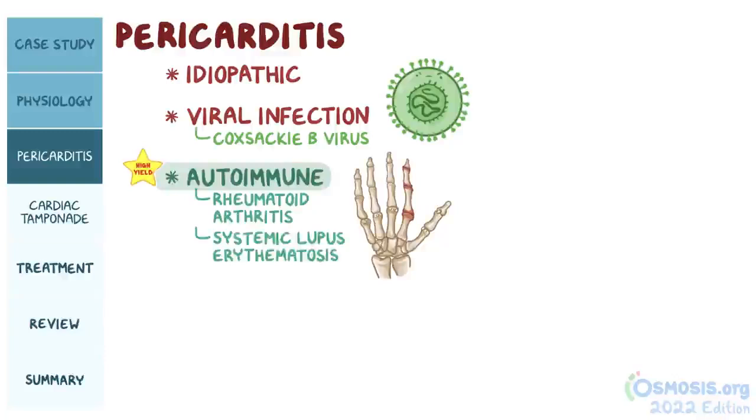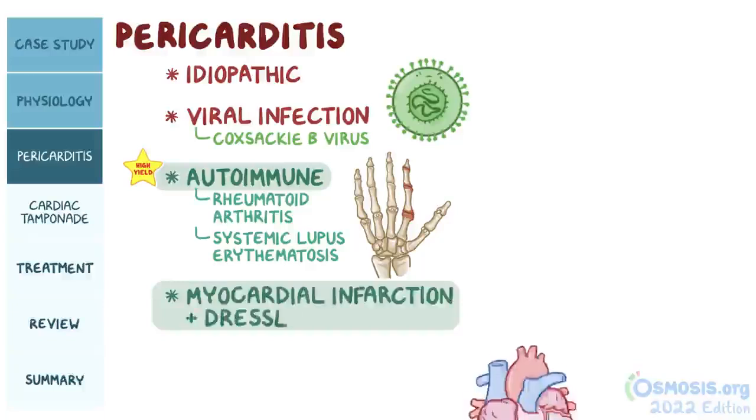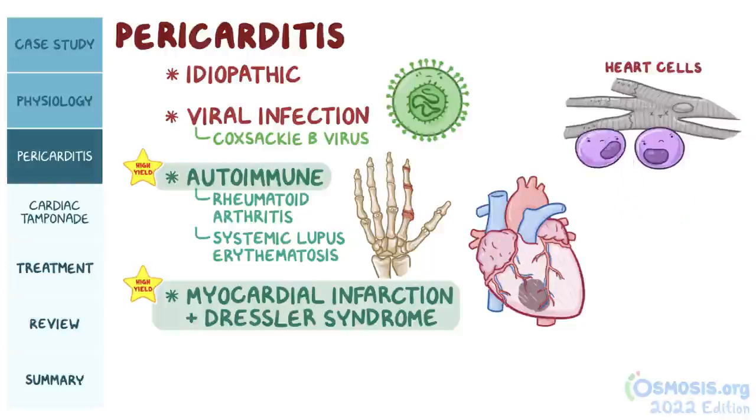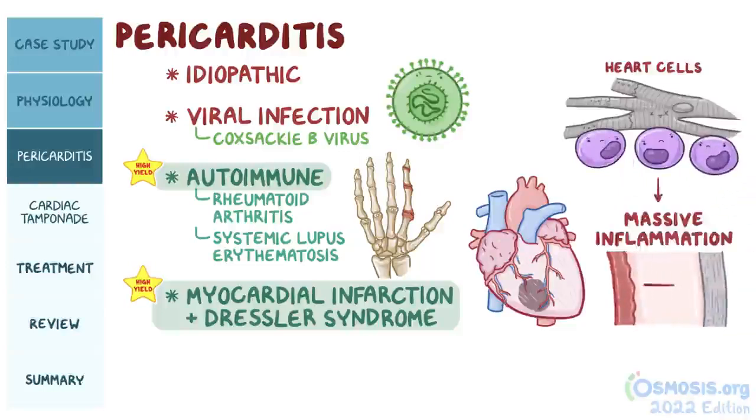For your exams, other high-yield causes include myocardial infarction and Dressler syndrome, which occurs several weeks after a myocardial infarction. Basically, when heart cells die in a myocardial infarction, it attracts white blood cells to the area, leading to massive inflammation that also involves the serous pericardium.